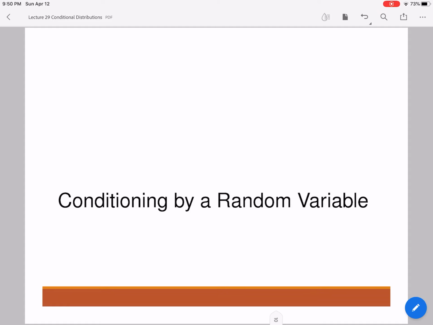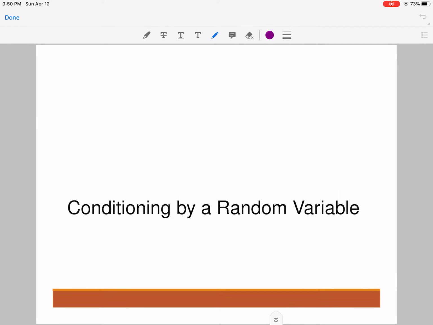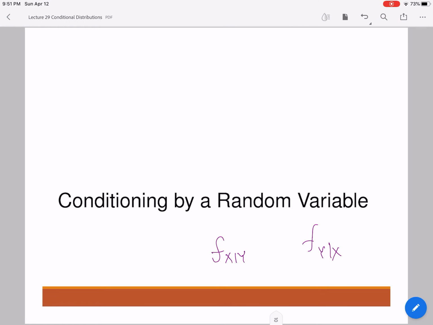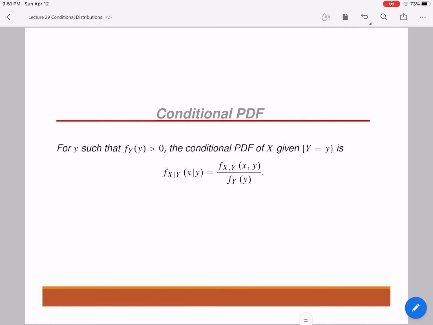In this lecturette, I'm going to introduce you to conditional probability density functions of random variables with respect to the other random variable. So in this case, we'll be interested in finding the conditional PDF of x given y, and similarly, we'll be interested in finding the conditional PDF of y given x. Both of these conditional PDFs can be obtained using the joint PDF. Let's take a look into how we can obtain these conditional PDFs.